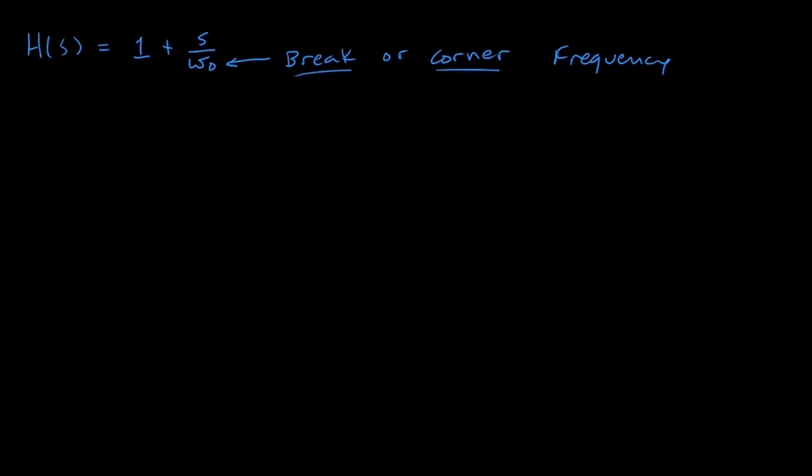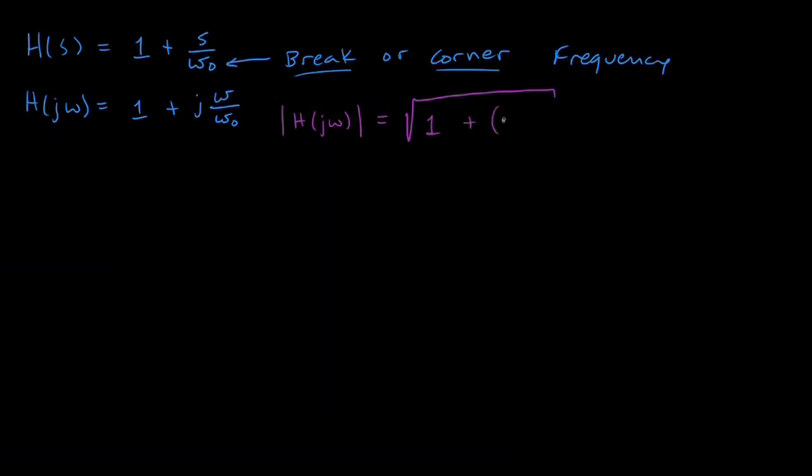If we substitute jω for s, we're going to have H(jω) = 1 + jω/ω0. Now we can look at the magnitude of that. The magnitude of H(jω) is going to equal the square root of the quantity 1 squared plus (ω/ω0) squared. That's going to be the gain expression.